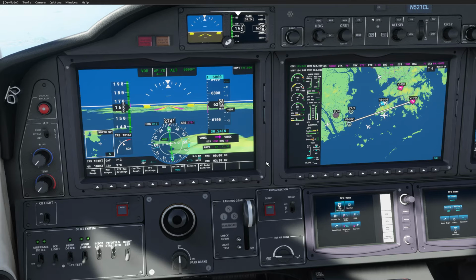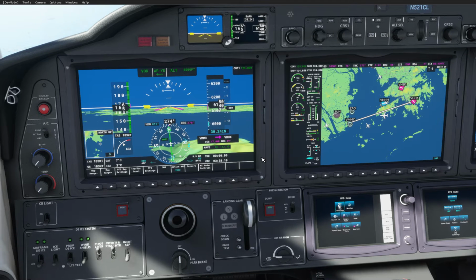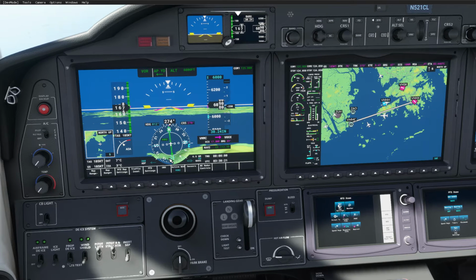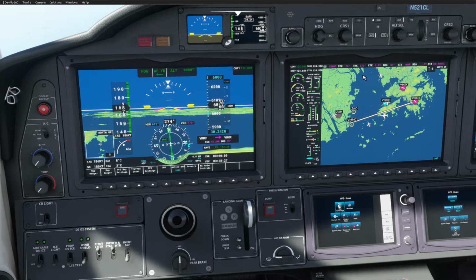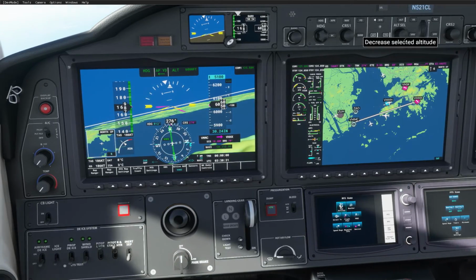Yeah, 10 more degrees to go. I expect it to be at about 7 DME. Well, Charlie Hotel, it looks like we are definitely going to be close to that. Okay, let's go heading mode. Let's go down to 4,500.